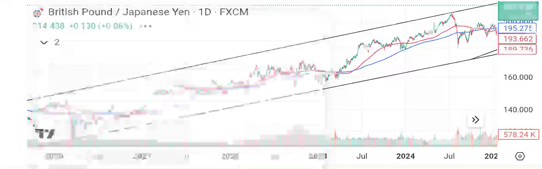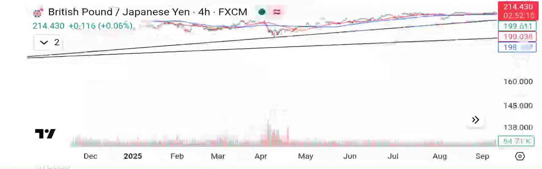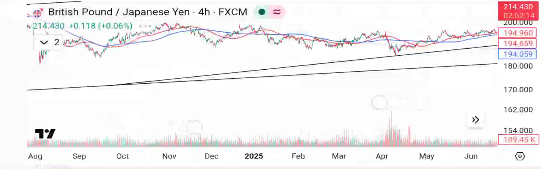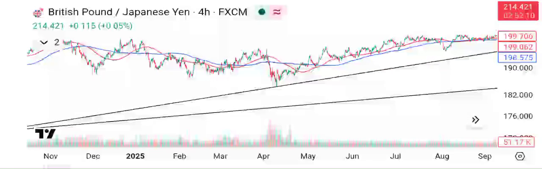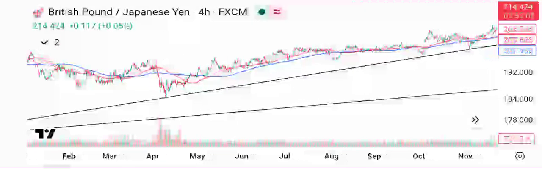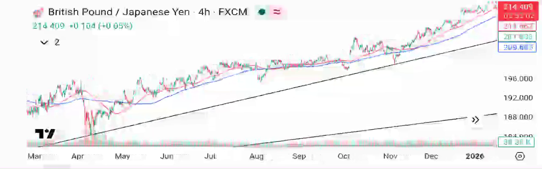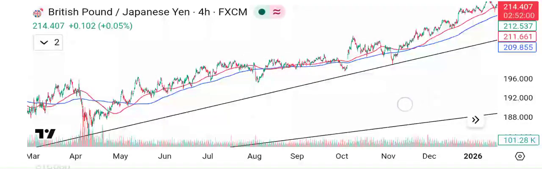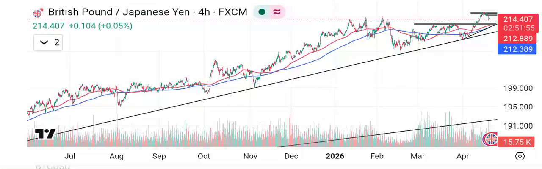On the 4-hour chart here, you can see that we have a broader picture. We have this other trend line here, which is serving as our ascending support. You can see we had a touch here, 1. We had another touch here, 2. And we had another touch here, 3. In this case, we had a double bottom.